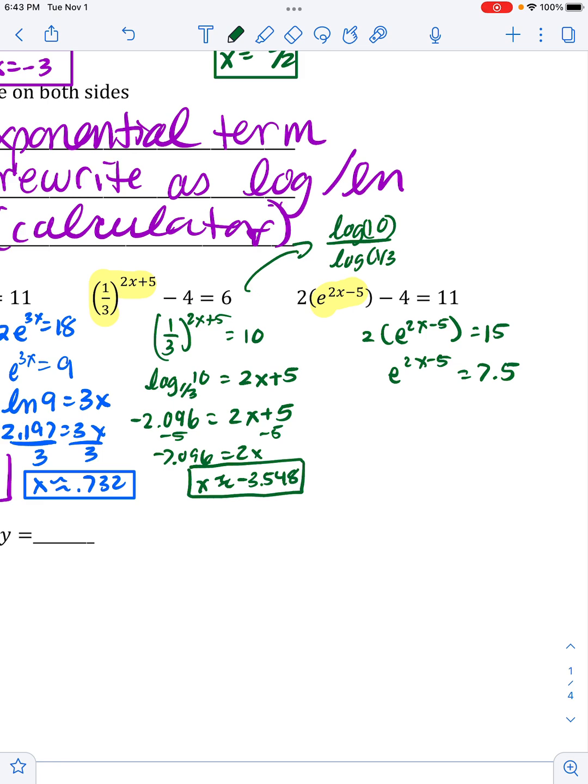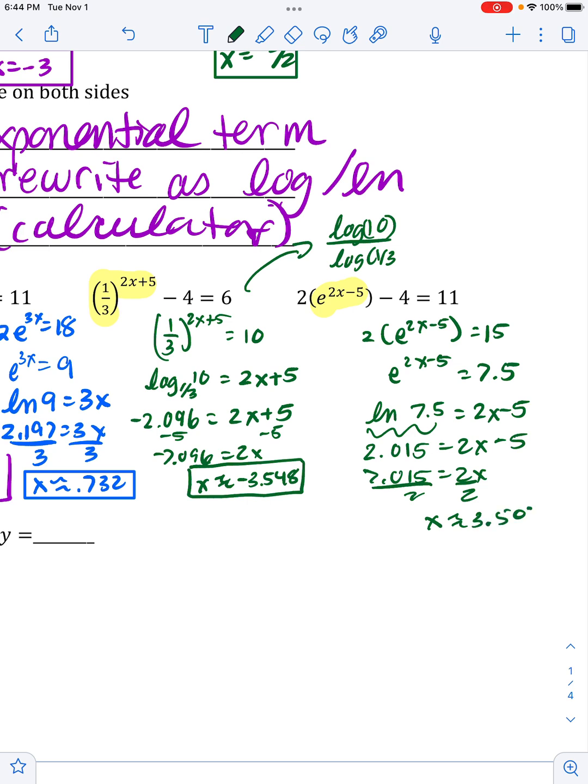So I'm going to rewrite this as a log, and since it's log base e, I'll write ln. If you get confused, remember that your power always stands alone over there, so the 7.5 goes right here, and there's not a specific base written because it says ln. I do this on my calculator, and I get like 2.015. I add 5, and I divide by 2. So I'm getting that x is about 3.507. And again, this is solving, my friends. So if you are in doubt about your answer, go back to the original problem and plug it in.